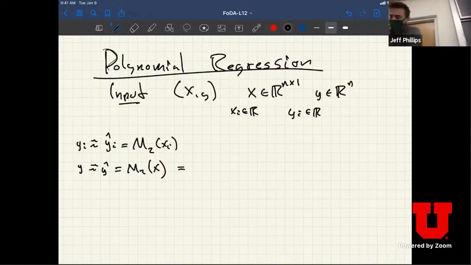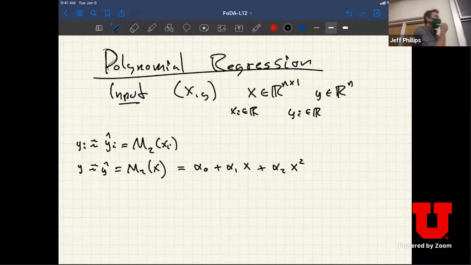And what this means is that it's going to have an offset plus a linear term, x. This is a linear model. It's the same thing we did before. And to make it a polynomial model of degree 2, I'm going to add x squared. So this is now a polynomial model of degree 2.